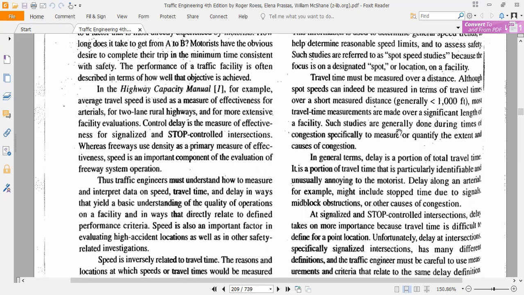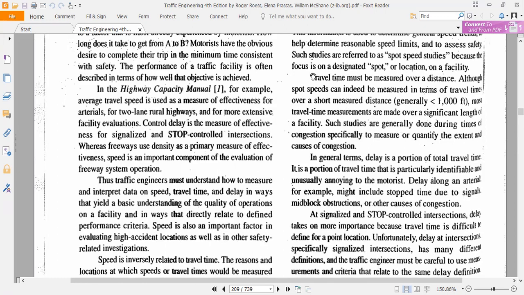So the next thing that you want to measure is the travel time. For example, somebody wants to travel from KTH hospital to Peshawar Sadar. How much time is required to move from KTH to Sadar Peshawar? In order to answer this question, you must conduct a travel time study.